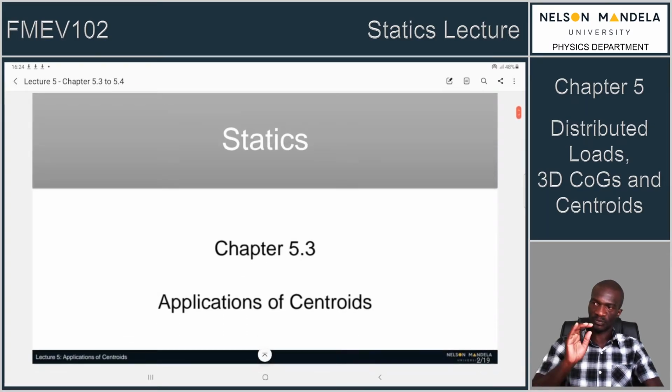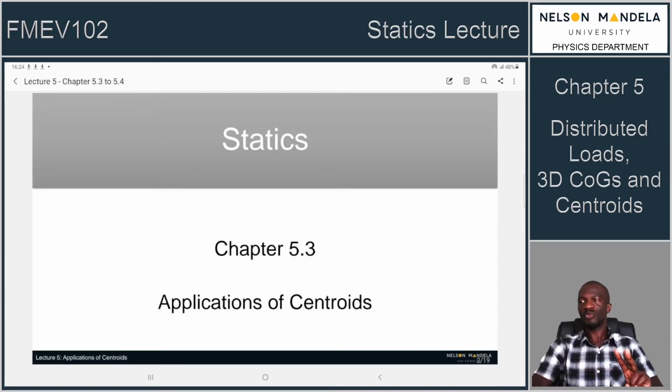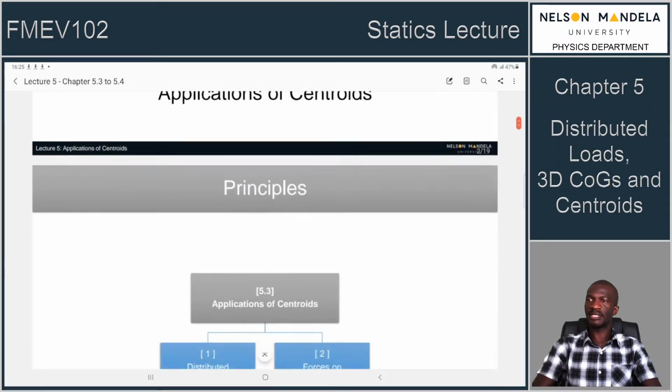So in this study we are extending from Lecture 4. If you still remember, we found means and ways of calculating centers of gravity and centroids, but these were in 2D. So we are now moving from 2D to 3D, and the 3D case is discussed in this lecture. So let's first look at applications of centroids in 2D, and then we will check the 3D CoGs.